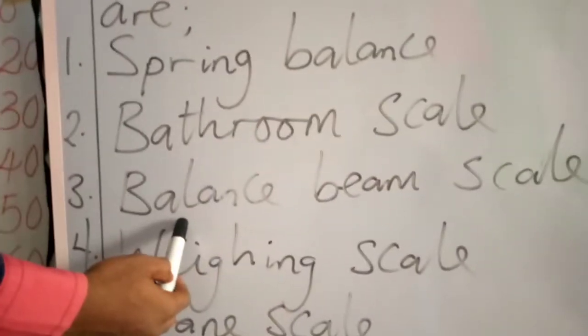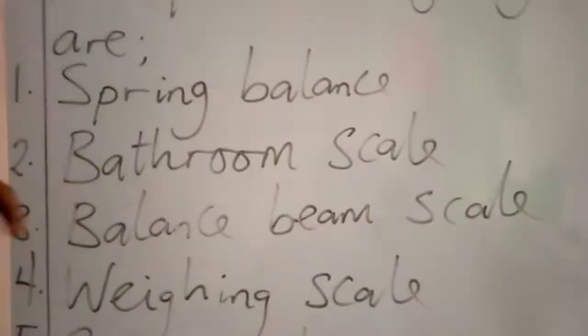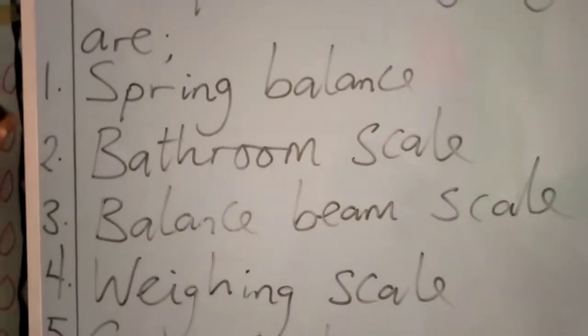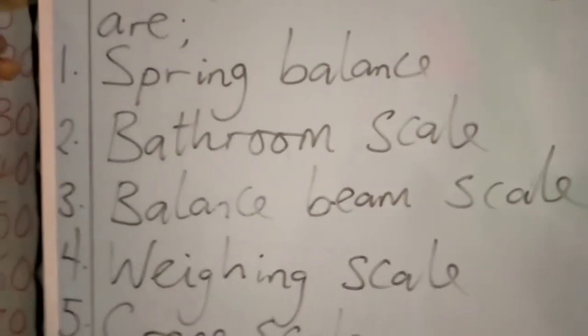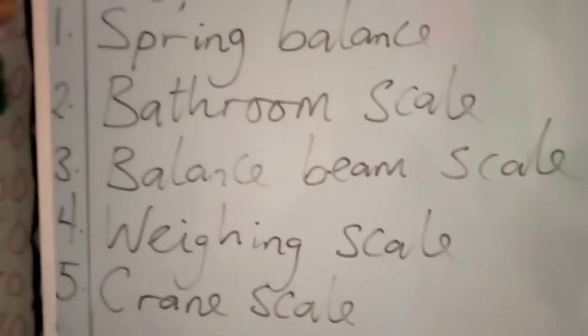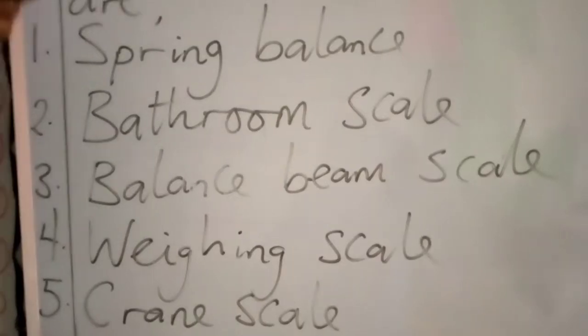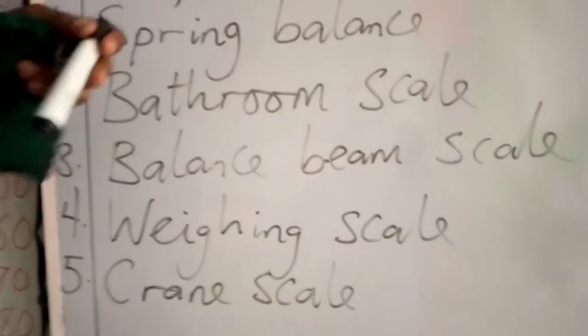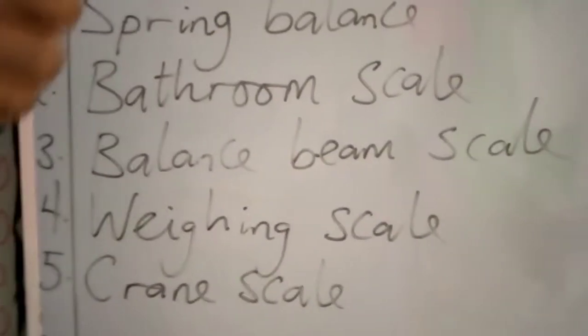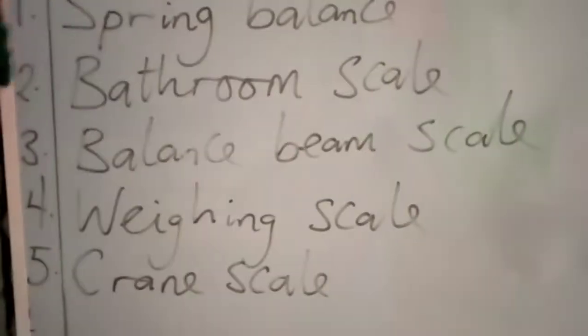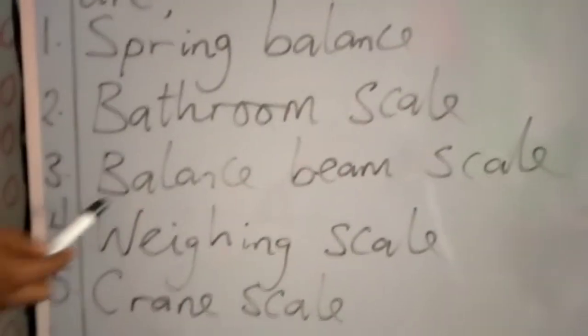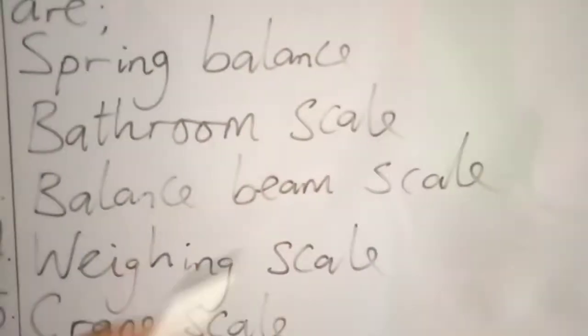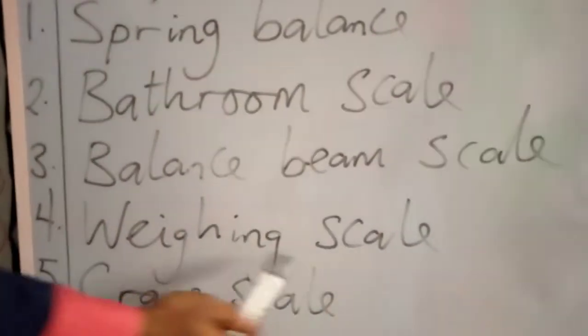Number 3 is the balance beam scale. It looks like a seesaw. It's used to get the measurement of 2 weights to know which one is heavier. So when you're comparing a lighter object and a heavier object, you use a balance beam scale.